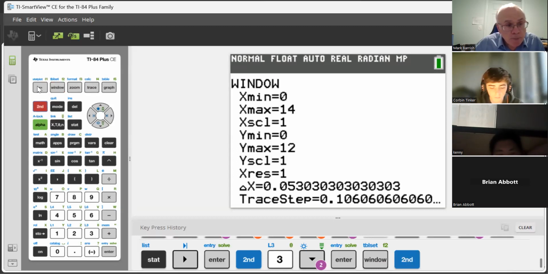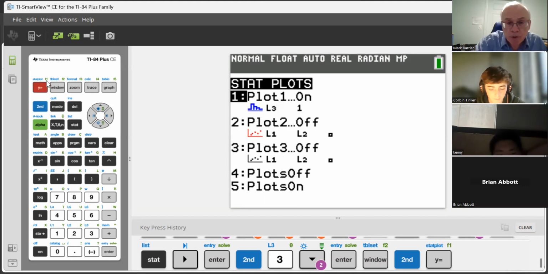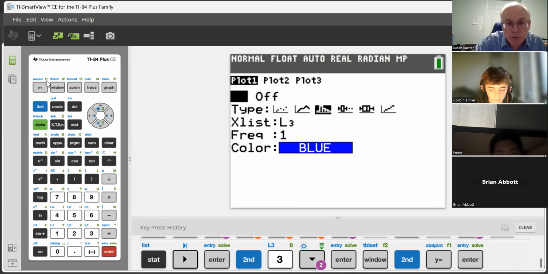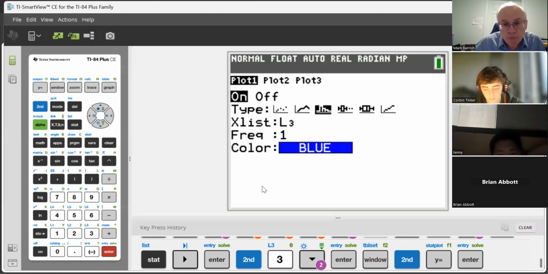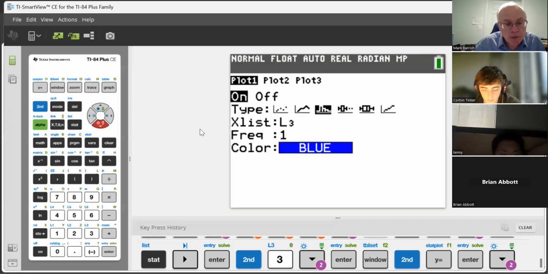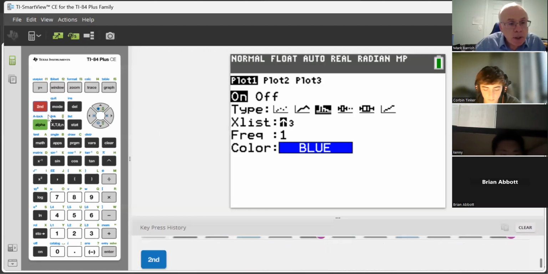I'm going to use 2nd and then stat plot, and we haven't used this in a while, but I'll show you this. In this case, I'm going to use the histogram, the one in the middle here. And let's take a look at what the histogram looks like for the population. So that's L4. And now I'm just going to hit graph.